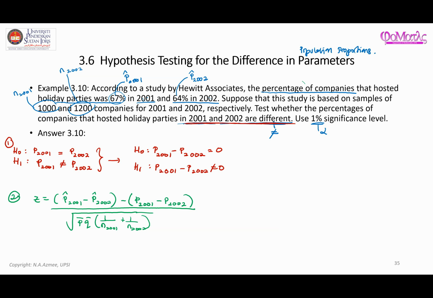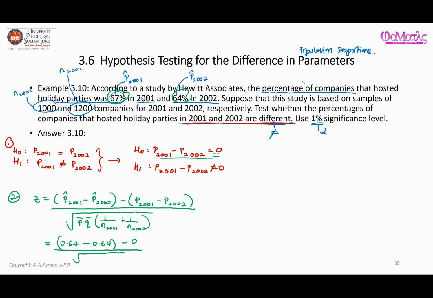So I'm going to substitute the values. Here we have the percentage in 2001 is 0.67, in 2002 is 0.64, minus this value here, which is going to be equal to 0. Okay, so I'm just going to substitute the values into this.